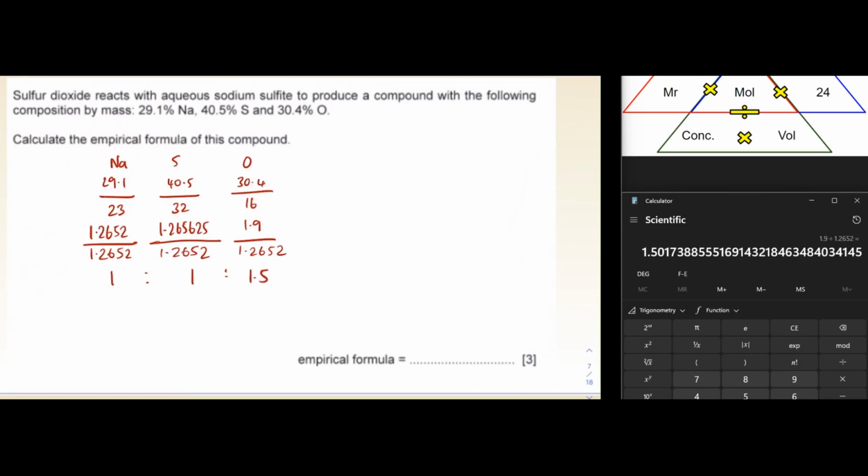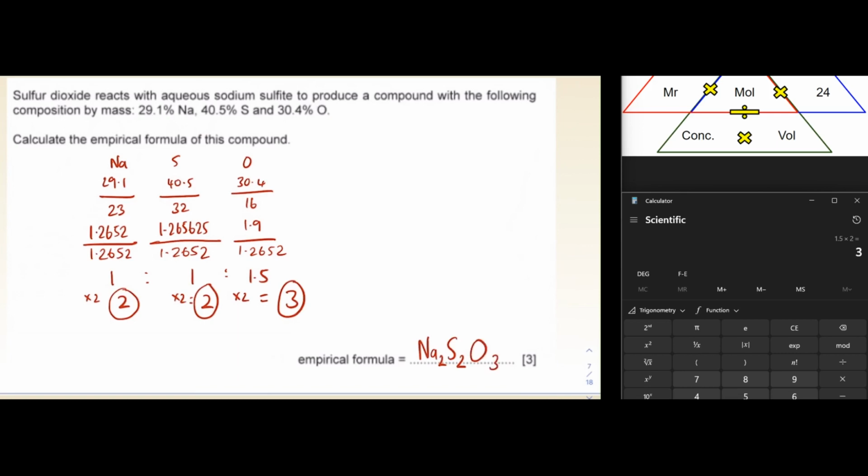So we can't have 0.5 of an atom. So we need to do 1.5 times up until we get a whole number. So we just keep timesing it up until we get a whole number. Well, we know that 1.5 times 2 will give us 3. Therefore, we must now times the others by 2 as well. 1 times 2 is 2, 1 times 2 is 2. So our ratio is 2 to 2 to 3. My empirical formula will be Na2S2O3. And that is the correct answer.